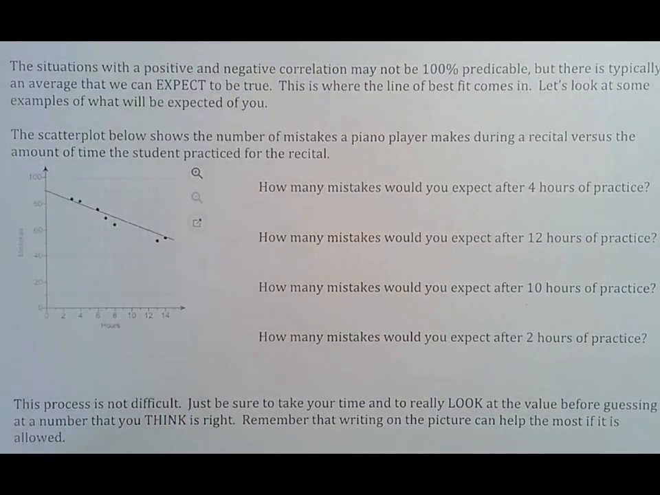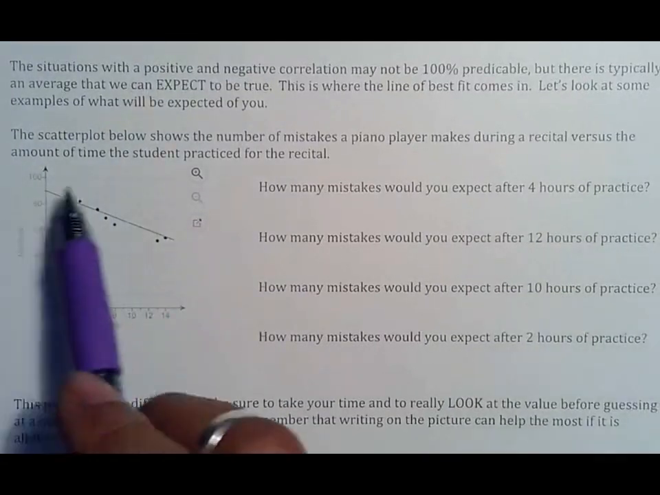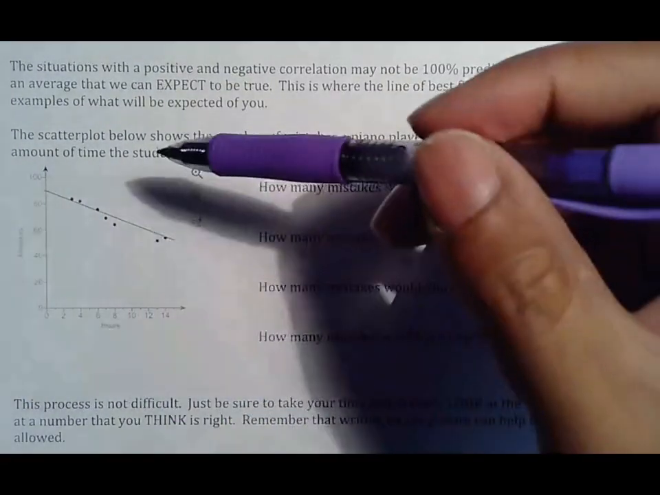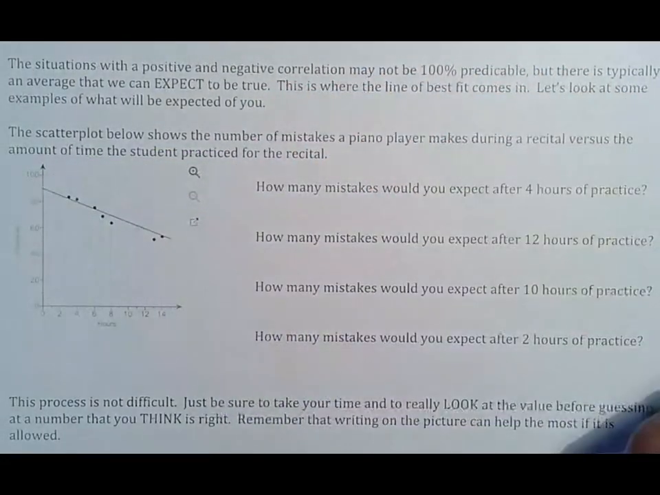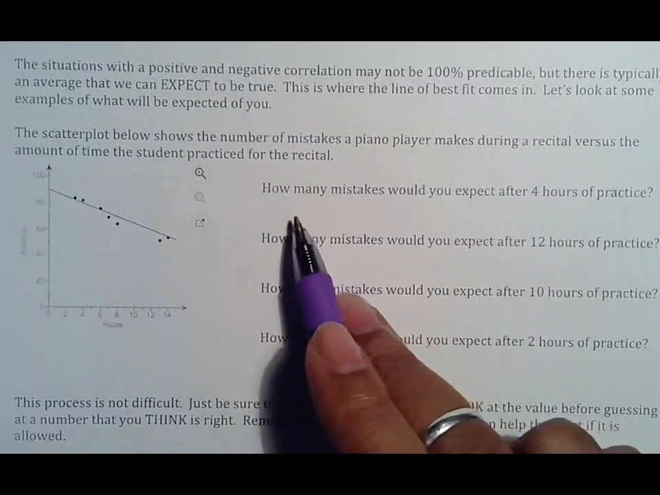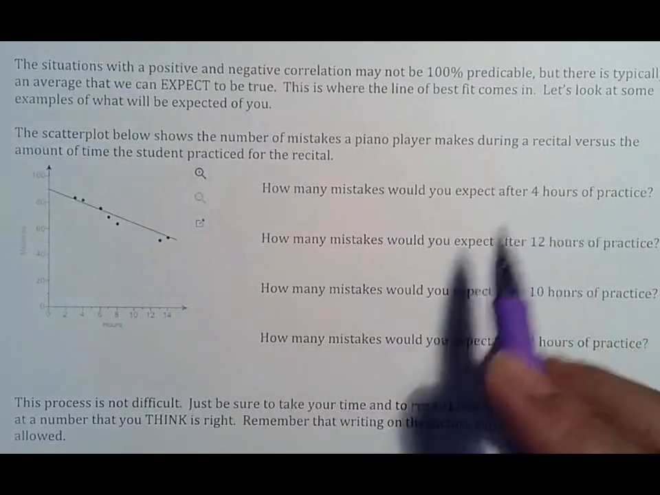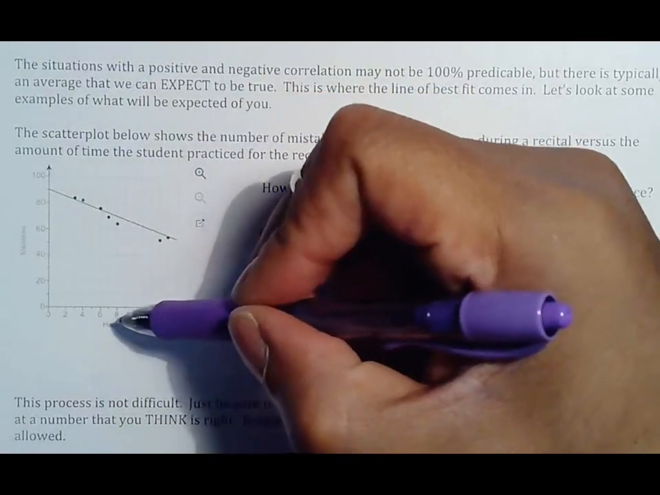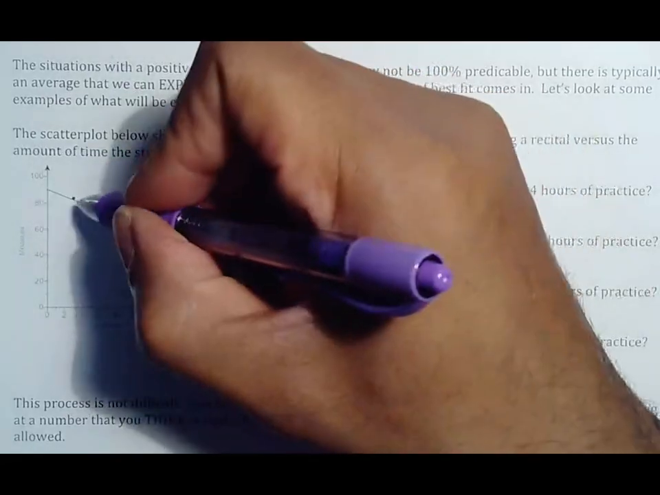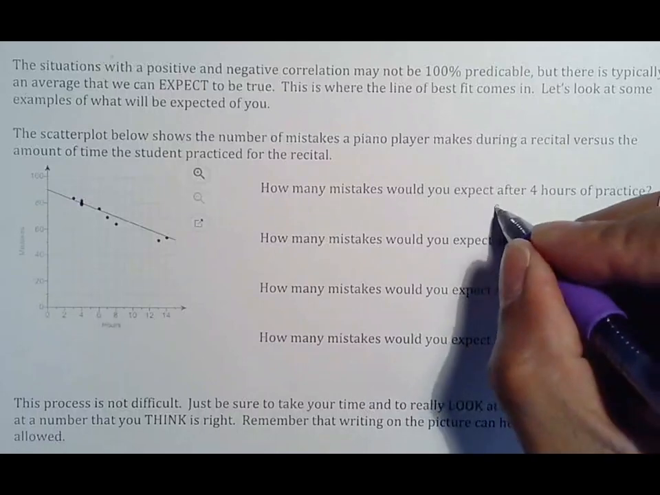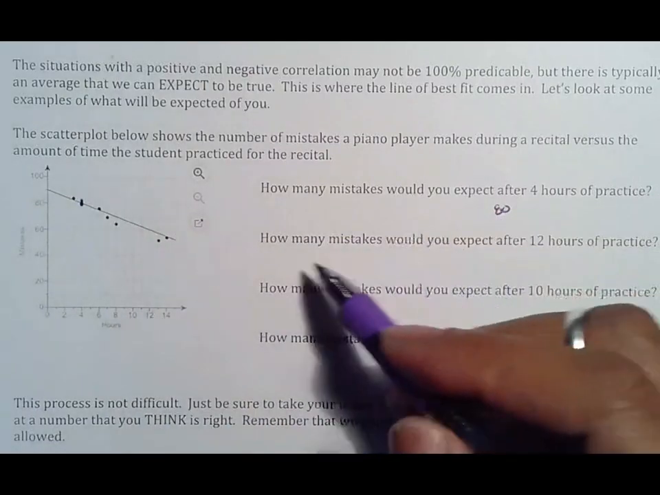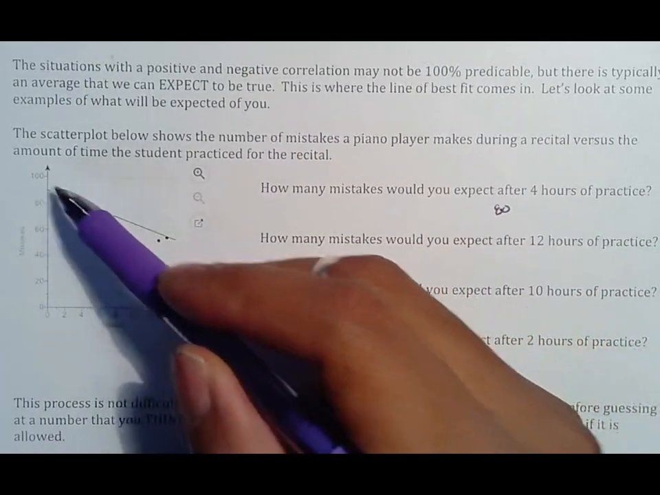This is number of mistakes. And so they simply plotted a bunch of points, and that's why it's called a scatter plot. And then they drew a line of best fit, which is what you would expect to have happen. So what happens is, if you want to answer how many would you expect after 4 hours of practice, you go to 4 hours of practice, you go up to your line of best fit, which is here, and see that it is at 80. You do not read the dot, you read where the line is at, because this is what you would expect.